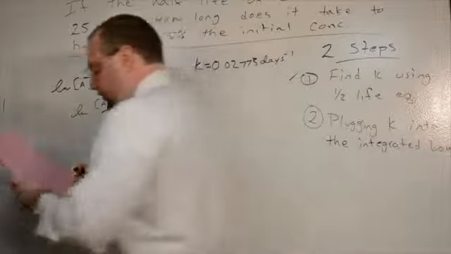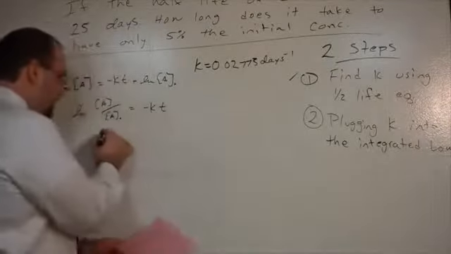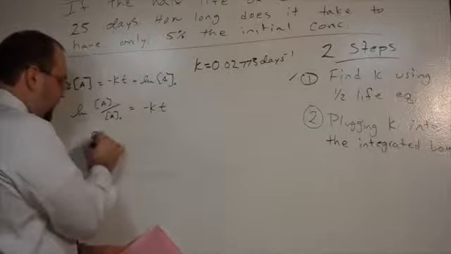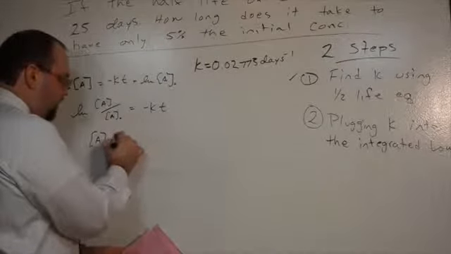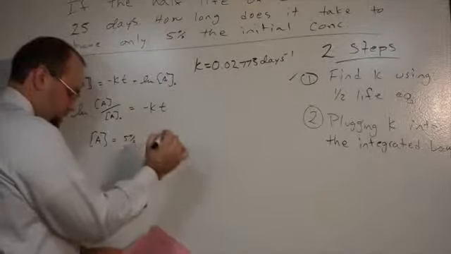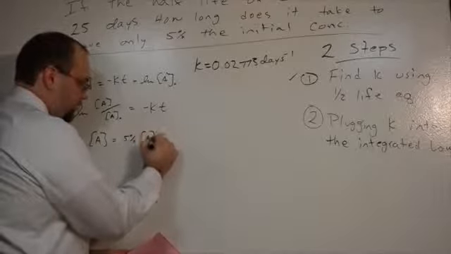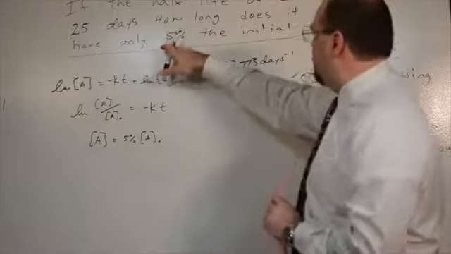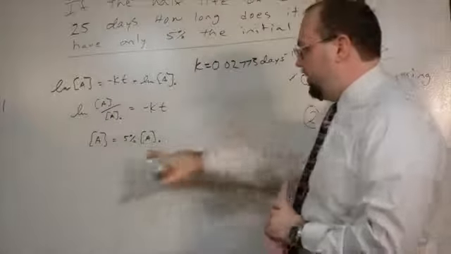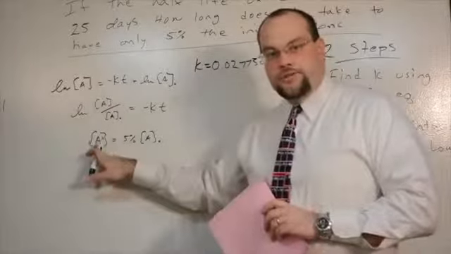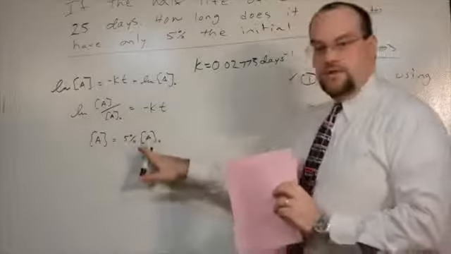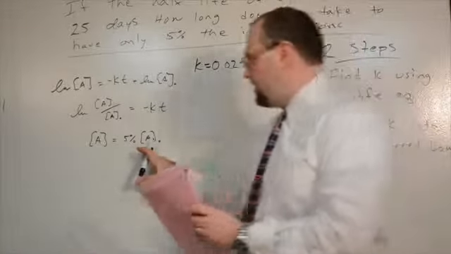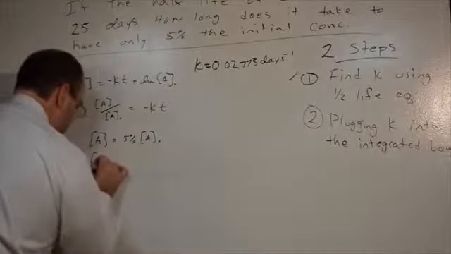Okie dokie. So, I know that the concentration of A equals 5% of my initial concentration. Okay, now I know that from my problem. I say I have 5% of the initial concentration. Well, that means that the concentration of A is 5% of the initial concentration. Well, let's just change that into numbers, because numbers always help.